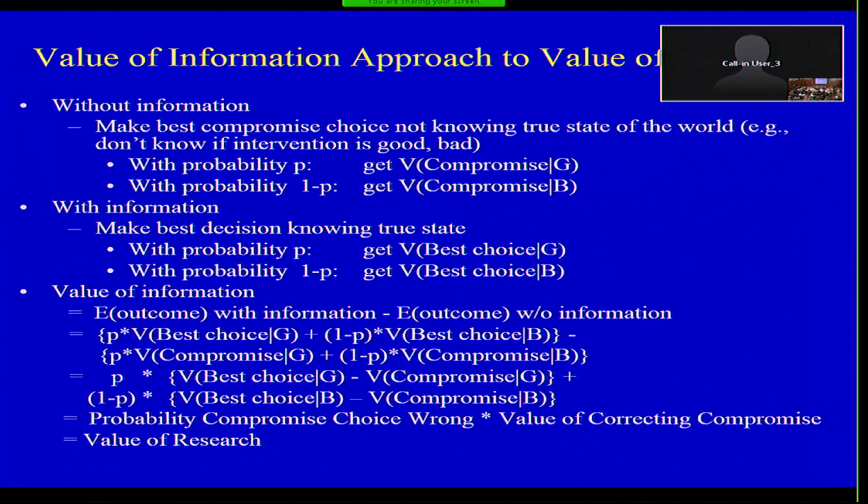Okay? So there are really just two key terms here. How important is the decision you might have made wrong? And how likely is it that you made that wrong decision? And those two ideas essentially will carry through everything we're going to talk about in thinking about this framework. So, next slide.